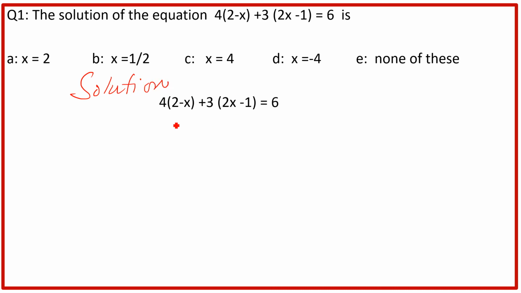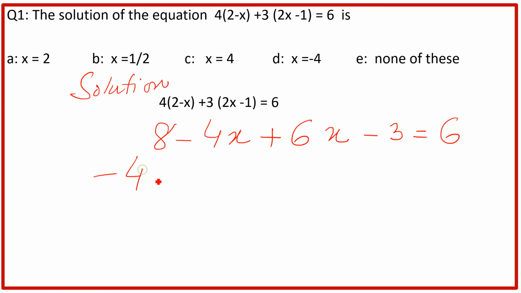So as I have told you, if you have in front of the parenthesis any constant number or any variable, whatever you have, you have to multiply. This is called identity. 4 times (2 minus 4x) plus 3 times 2, it is 6x minus 3 equal to 6. So see, this is negative 4x. Negative 4x will remain the same on the left hand side. Positive 6x will remain the same. We do not have any x on the right hand side. So on the right hand side we have 6.